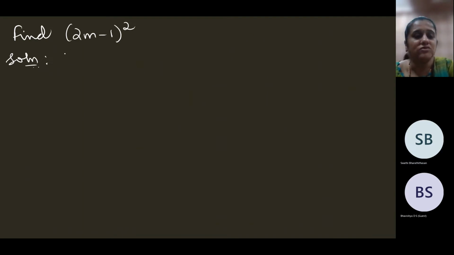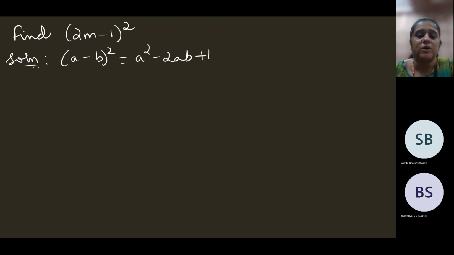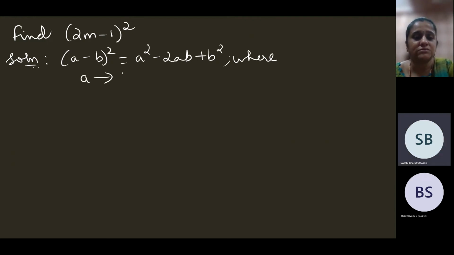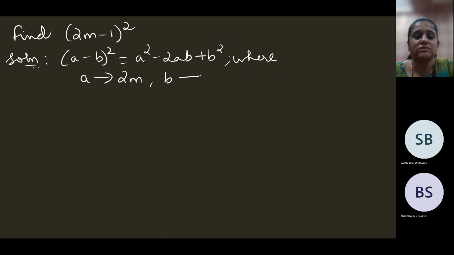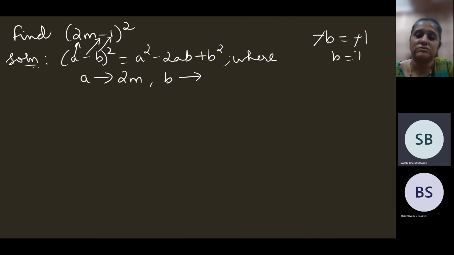Yes, ma'am, the given expression looks like (a − b)², which is a² − 2ab + b², where a is 2m. And b is minus 1, ma'am. No. So when you compare, a is 2m, and for this minus you have minus. So b is only 1, right? It's like minus b is equal to minus 1, so b is equal to 1. Yes or no? Yes, ma'am.